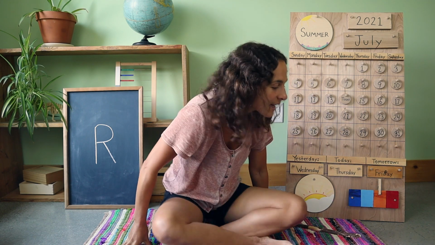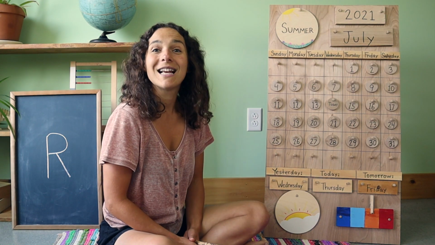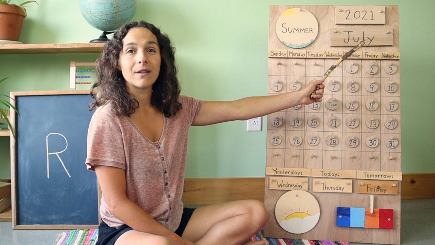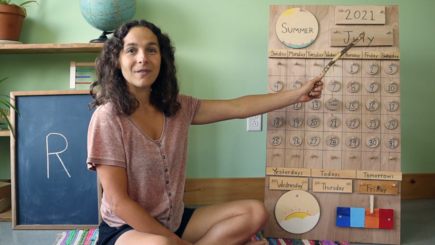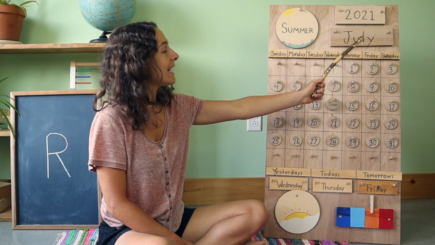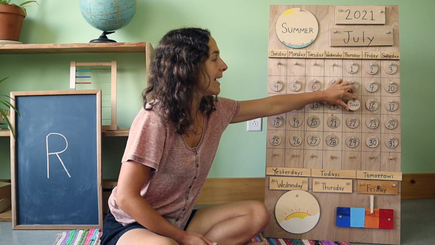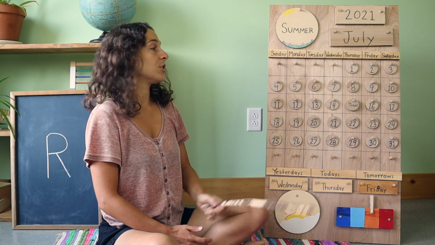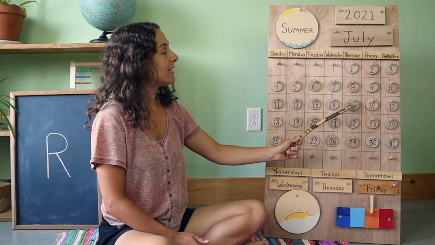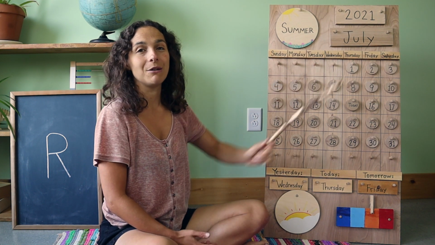Let me grab my pointing stick, and I'm going to turn over to the calendar and weather chart behind me. First, let's go over the date. We'll start off with the month, which is right up here. Do you know what the month is? July! You're right, the month is July. Today is July 15th. Let's move the chip over from yesterday. Yesterday was July 14th, and today is July 15th, and the year is 2021.